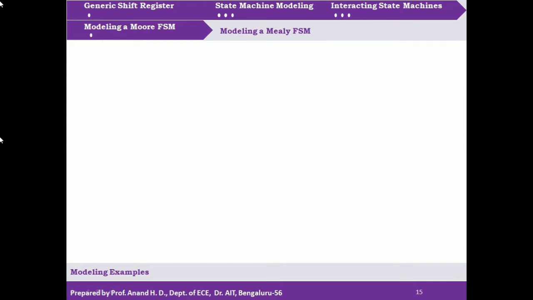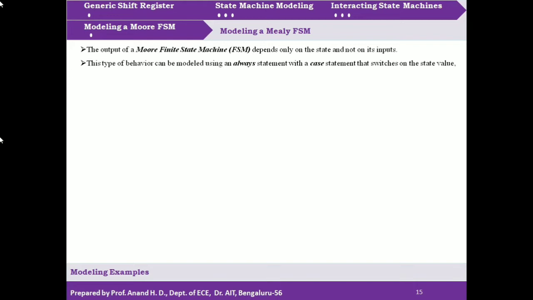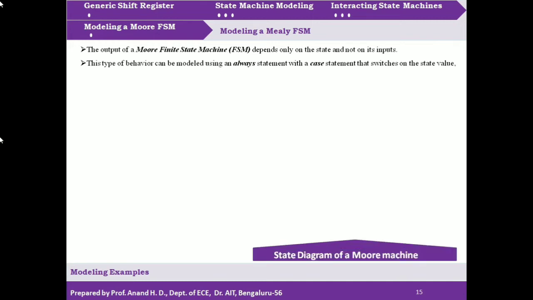So with respect to Moore FSM, we need to know that the output depends only upon the current state. So it is dependent on the current state of the state machine, and it is not dependent on the input. Okay, and this type of model, that is Moore FSM, can be modeled using Verilog by making use of the case statement and always statement. Okay, so let us consider a state diagram of a Moore machine, and simultaneously we shall go through the Verilog code for modeling a Moore FSM. So this would be the Verilog code.